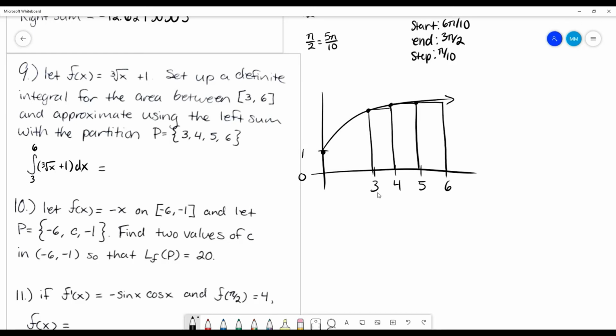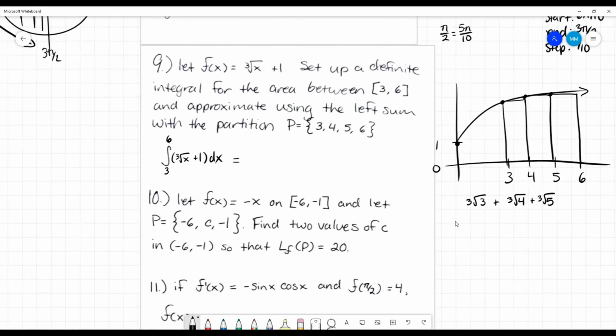Which means that it's going to be the distance of 1, and then it's going to be this height, and this height. So plug in cube root of 3 plus cube root of 4 plus cube root of 5, and we don't end up including that because it is a left sum. And whatever this is going to be our approximation. I'm going to go ahead and plug that into my calculator. So cube root of 3 plus cube root of 4 plus cube root of 5. And that looks something like this.